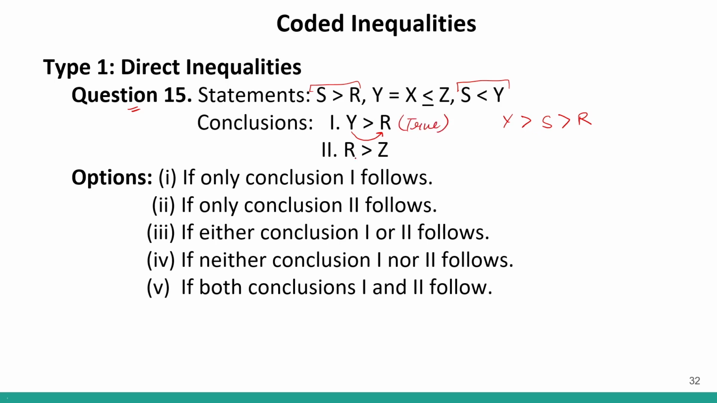Now we have to find whether R is greater than Z. So we will move from R to Z. Now over here we have R, but in front of R we have only a small door. So I cannot proceed further. Therefore this will be false. So my answer will be that only conclusion 1 follows, which is given in option number 1. This will be my answer. Am I clear?